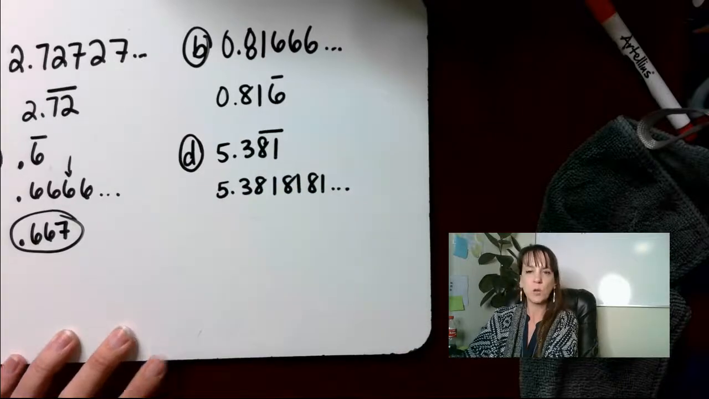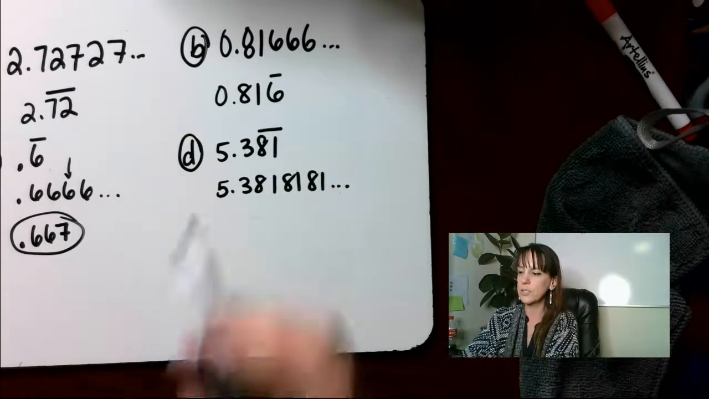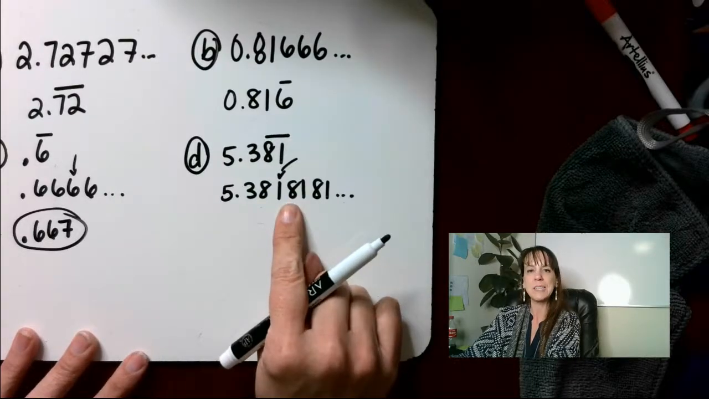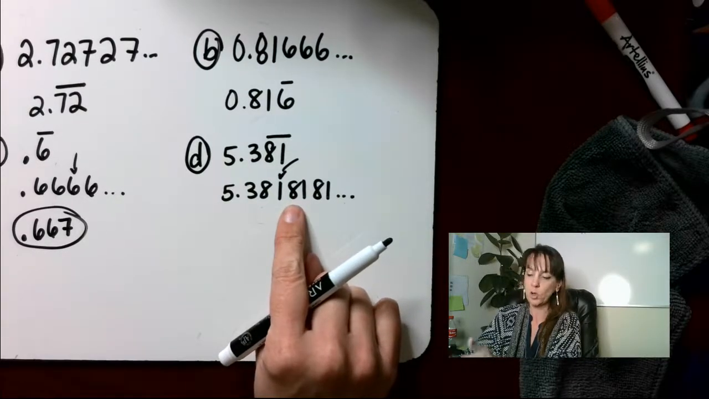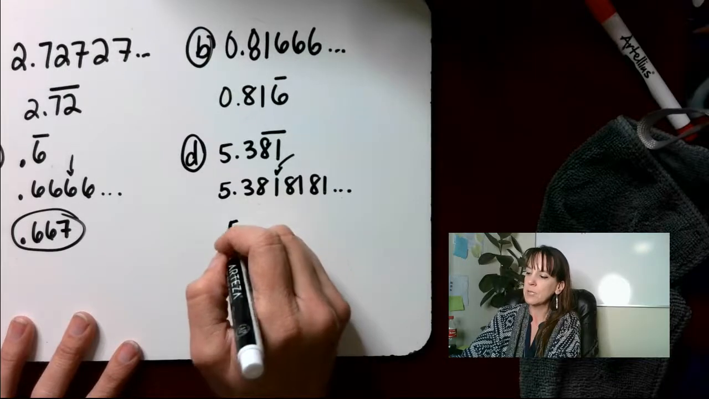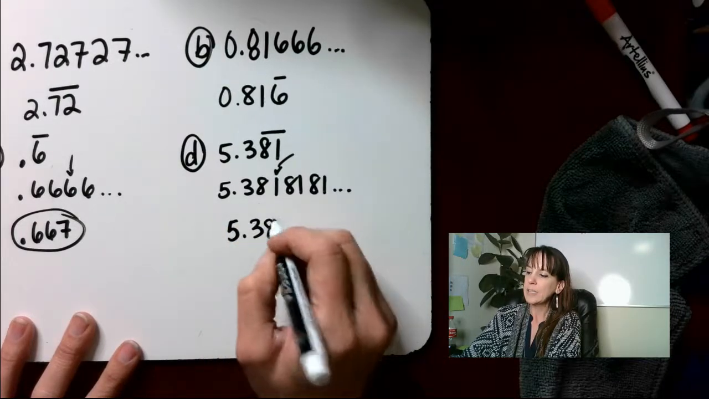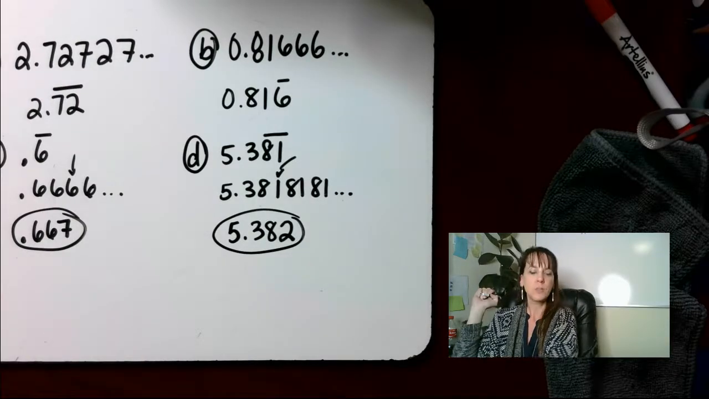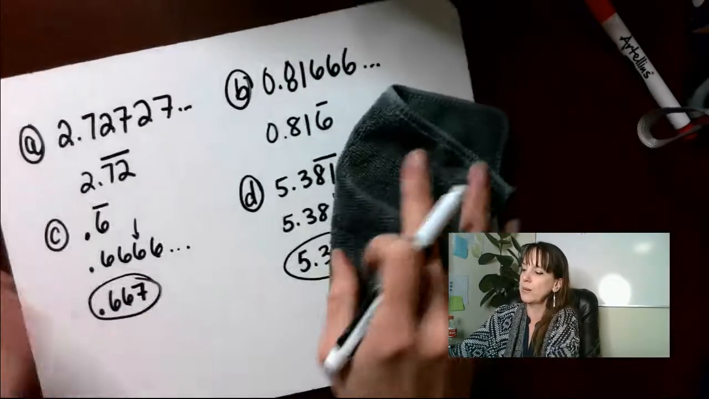For D, again, we're going to the thousandth, so that's the third decimal place. That's this guy right there, which means we need to look at this one, and we see that that is 5 or greater. So this guy's going to get boosted up, so it's going to be 5.382. So those are going to be your rounding answers.